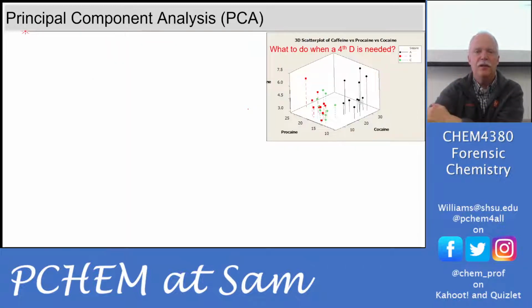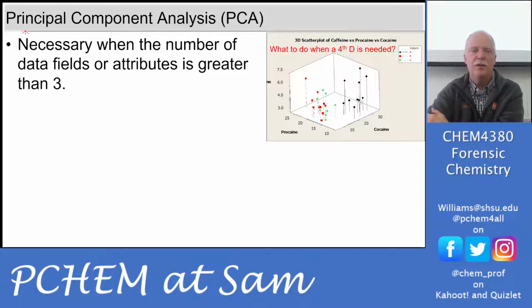Then we enter into principal component analysis. Okay, and this would be helpful if we couldn't make a scatter plot. So we had this 3D scatter plot, but what if you had a fourth dimension? How would you plot that? You know, that is going to be really difficult to do. You'd have to pick three important variables and then maybe color code it for a fourth. And so when the number of data fields or attributes is greater than 3, then we do data reduction.